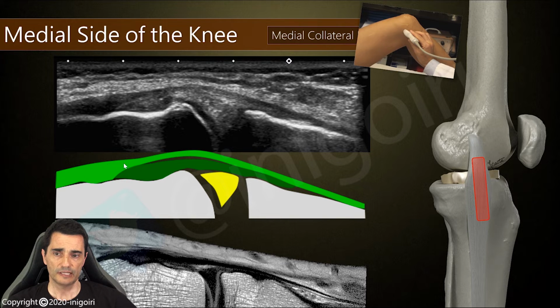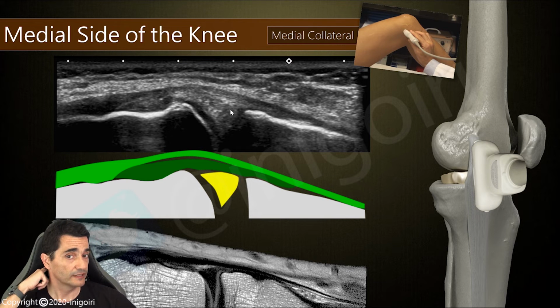This is the medial collateral ligament, its superficial component, and this one is the meniscofemoral component here, and the meniscotibial component here. And so usually we cannot distinguish between the deep component and the meniscus, because they are together by ultrasound.